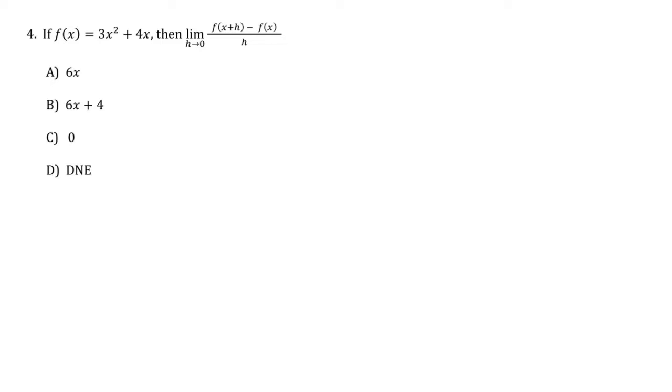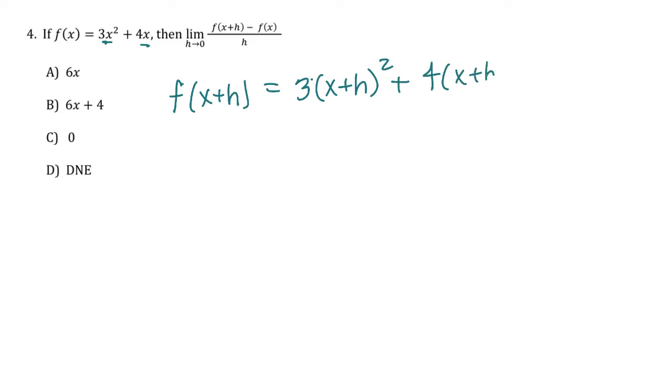All right, number 4, this is getting our definition of a derivative. We're getting closer. So what we need to do with this one is evaluate each individual part. So in other words, we're going to look at f of x plus h, and that means where I see an x, I'm going to put x plus h. So this is going to be 3 times x plus h, all squared, plus 4 times x plus h.